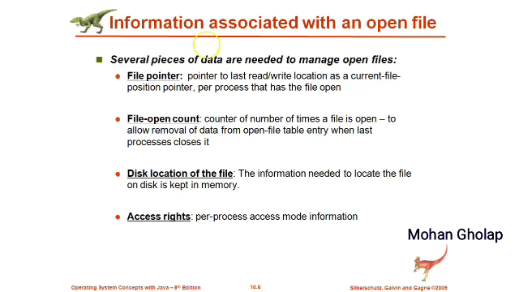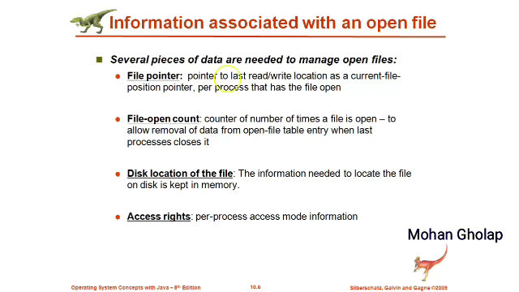So several pieces of data are needed to manage the open files. We'll discuss these. The file pointer is the current file position pointer, whatever we discussed in the previous slide. This is the pointer to the last read/write location, a current file position pointer per process that has the file open. It indicates the location where the last read/write operation took place on a particular file.